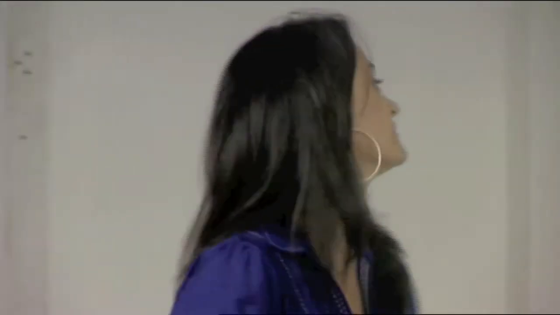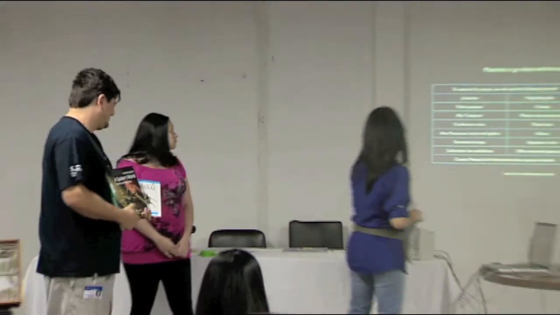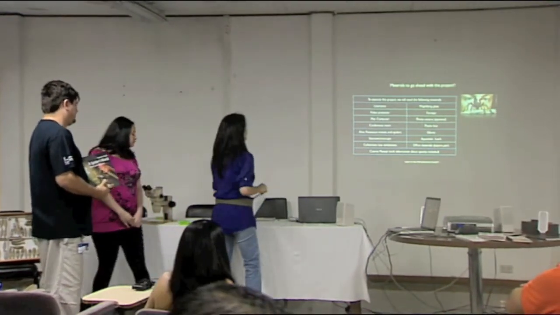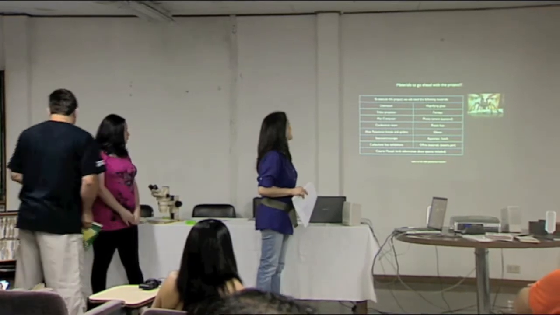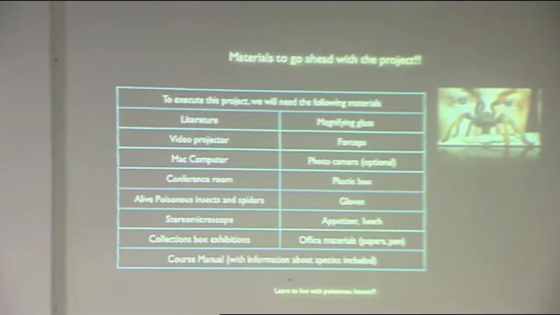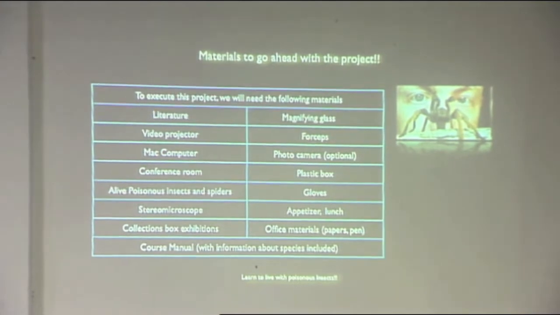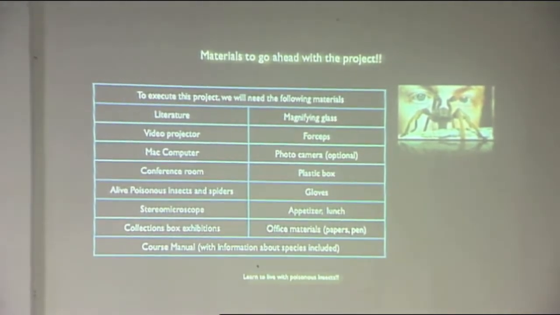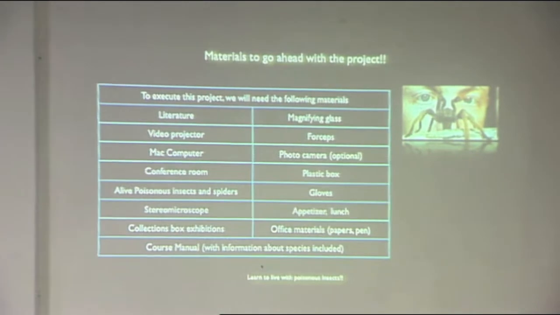The following materials: literature, video project, computer, stereo microscope to analyze poisonous insects and spiders, different collection box exhibitions, magnifying glass, and a camera. This is optional: plastic box.